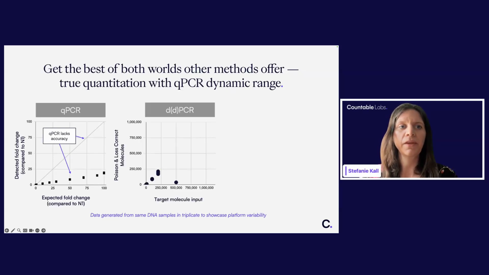In digital PCR, again, we talked about the Poisson distribution a bit, but it really breaks down the maximum number of targets that you can count in your sample.